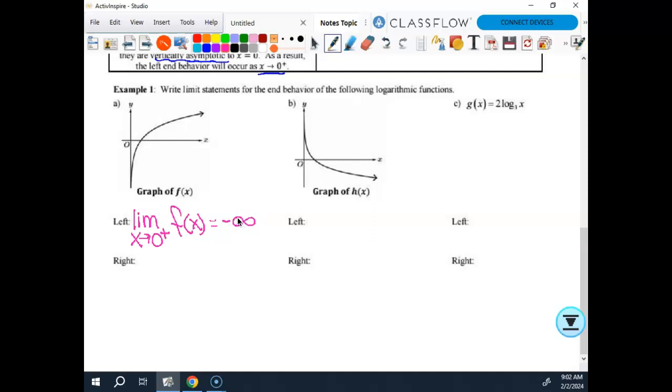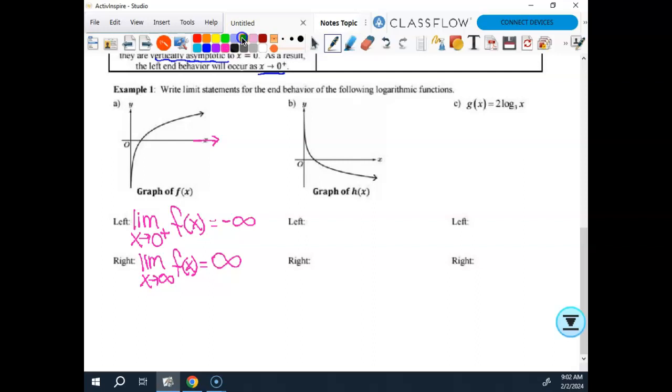Then my right-hand end behavior, that's the limit as x approaches infinity of f of x. What is that? Infinity. As x gets bigger and bigger and bigger, so does y. So that's infinity. Okay. We okay with that?